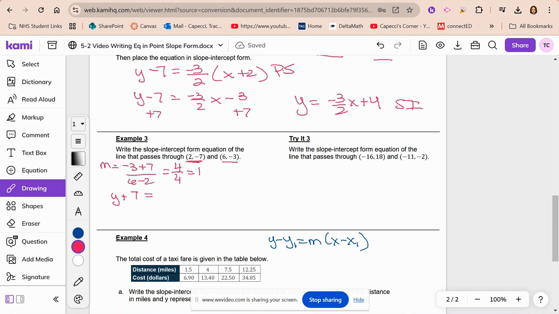Y plus 7 is equal to the slope, which is 1, times x minus 2. So I have 1 plus 7, right? It's easy to distribute that 1. So I have y is equal to x minus 9. Again, that's slope-intercept form.